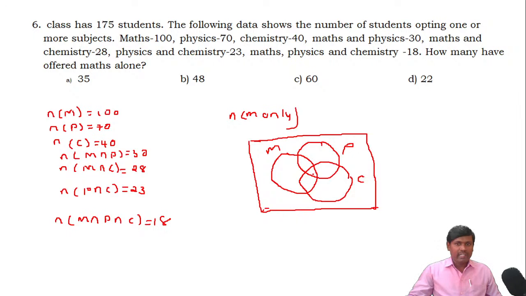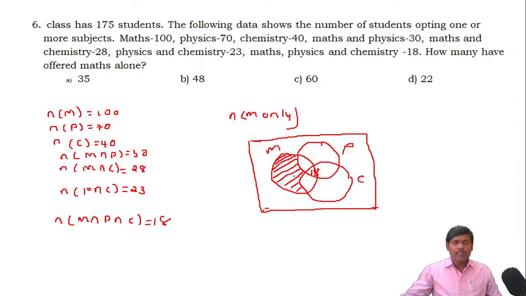So first we are going to write this region. It is already given, this is 18. The number of students opting physics, chemistry and mathematics is 18. Carefully observe here, 18. We are going to calculate how many have offered maths only. This is the region I am shading here, which indicates n of offering only mathematics. So we are going to calculate this region.